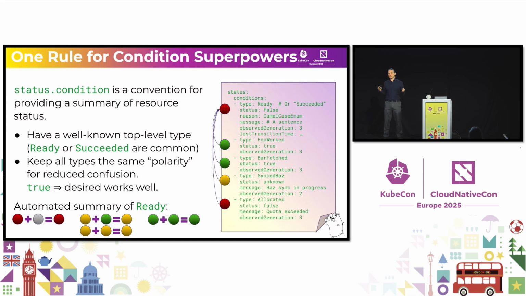So talk about things that you want to have happen. So you can see here, we've got foo worked and bar fetched and I synced Baz. I don't know what those things are, but they're all telling me about positive things that I want to get to. And once you do that, you can automatically summarize in your controller, hey, anything plus a false means that I'm not ready because something went bad. A bunch of stuff that's unknown means it's still working. So if I've got some good stuff and some unknown, my overall ready status is unknown. If everything's green, great, it's green.